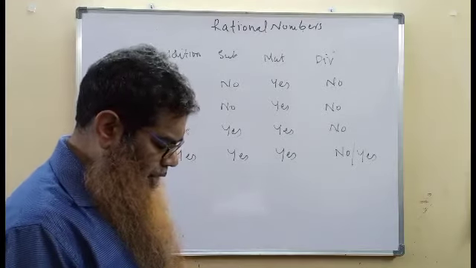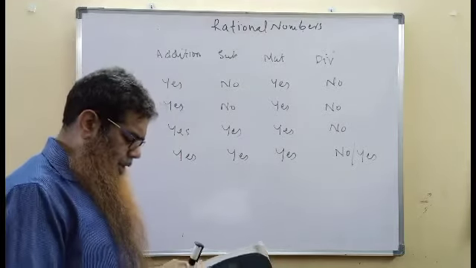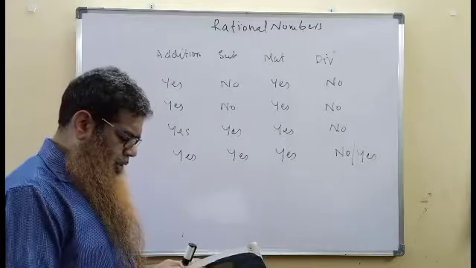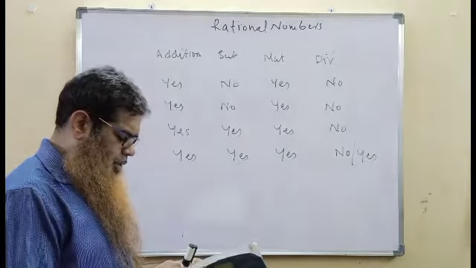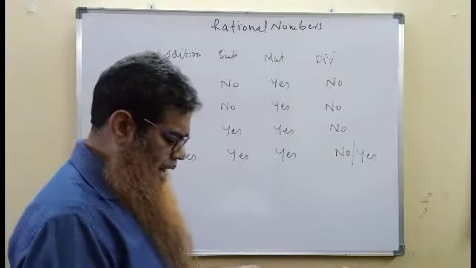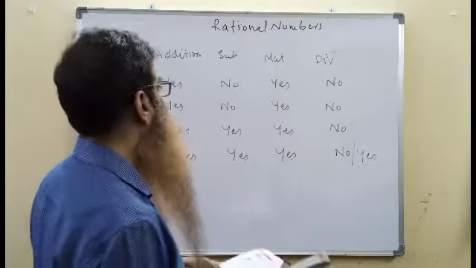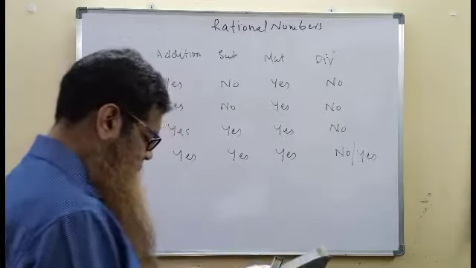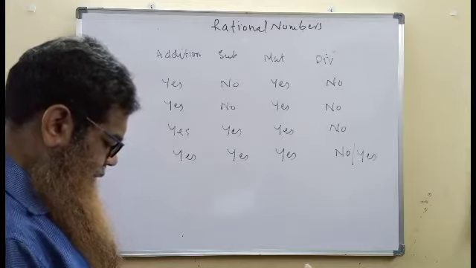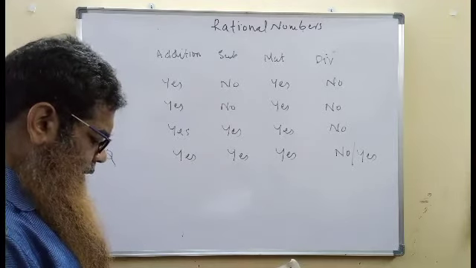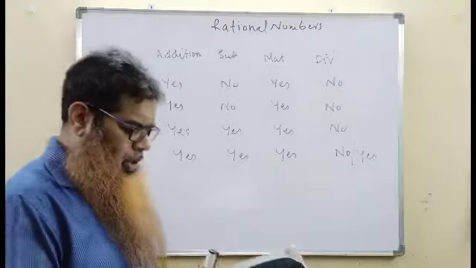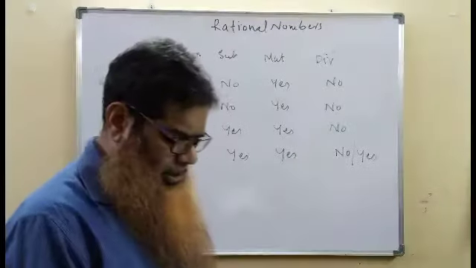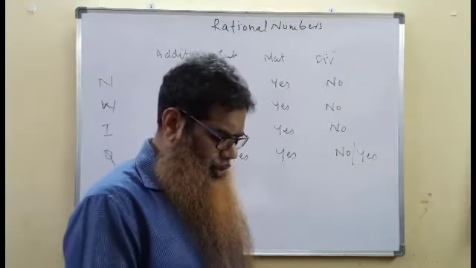Addition: 2 and 3 are whole numbers. 2 plus 3 is equal to 5 and 3 plus 2 is also equal to 5. Therefore, 2 plus 3 is equal to 3 plus 2 is equal to 5. Addition is commutative in whole numbers. Subtraction: is 3 minus 2 equal to 2 minus 3? No, it is not equal. Subtraction is not commutative.